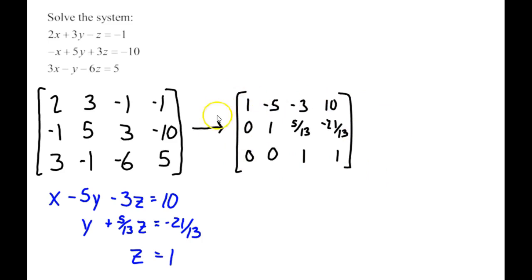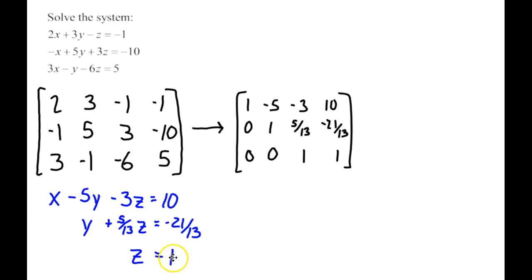So using our row echelon form of the matrix, now we can rewrite our system of equations. We would have x minus 5y minus 3z equals 10, y plus 5/13 z equals negative 21 over 13, and z equals negative 1. So if we're trying to solve for the values of x, y, and z, we already know what our value of z is. In our second equation, we just have two unknown values, but now we know the value of z, so we can plug that value of z in, and that will allow us to solve for the value of y. Then if we go to our third equation, now we know what z is, we know what y is, we plug those in, we have the ability to solve for x.